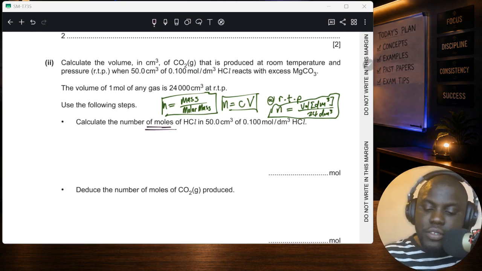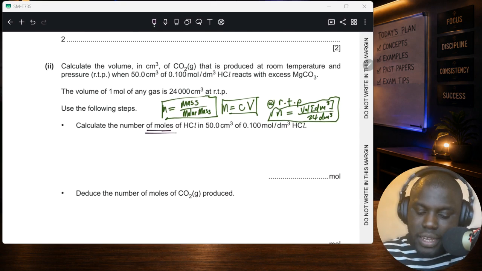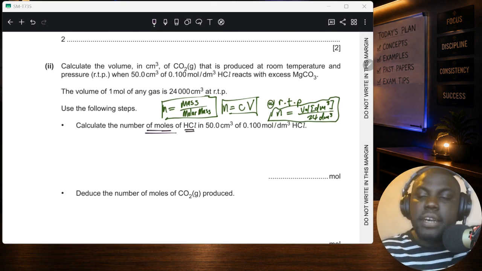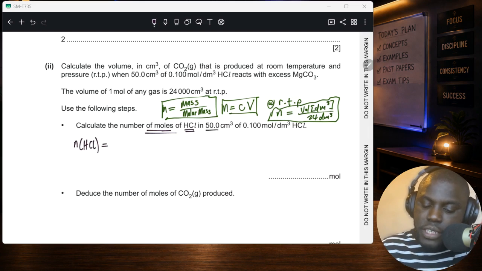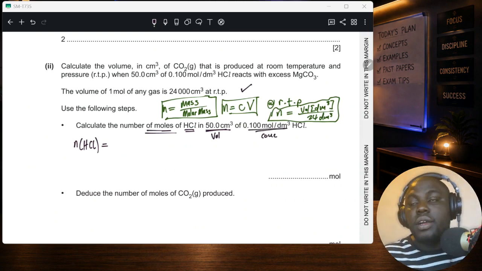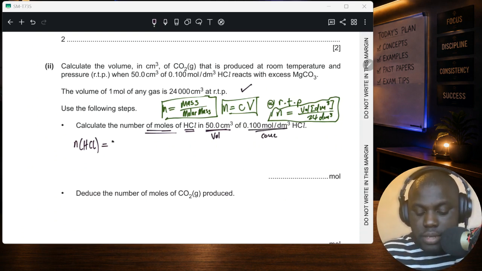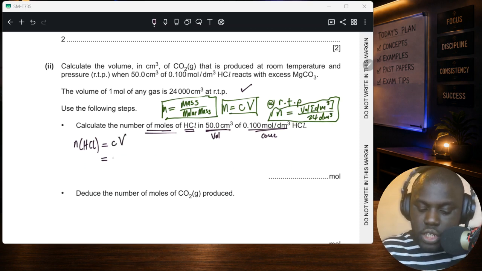So you put the 3 formulas, you know you're going to choose one. So look what they're asking for: number of moles of HCl. Okay, so they want number of moles of HCl. What have they given us? In 50 cubic centimeters, this is volume, of 0.1 moles per dm cubed, this is concentration. So obviously, you are using this one. Number of moles is concentration times volume, and the concentration is 0.100 moles per dm cubed. So it's easy to choose the formula.